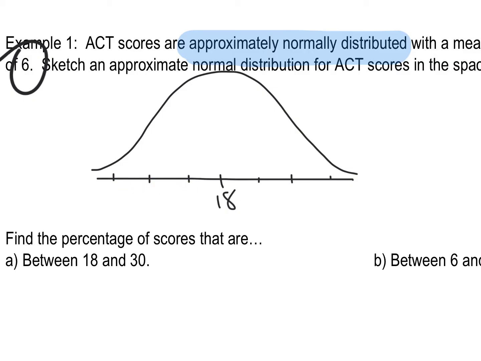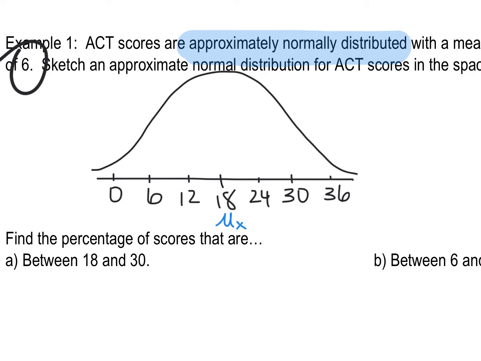And I'm going to label the entire x-axis. So 18 plus 6 is 24. Then add 6 again and you get 30. And then our very perfect score on the ACT is 36. You can also subtract 6 going the other direction. So that's 12, 6, and 0. And this is what the x-axis looks like in a normal distribution of ACT scores with a mean of 18. I'm going to label that with my mu symbol.